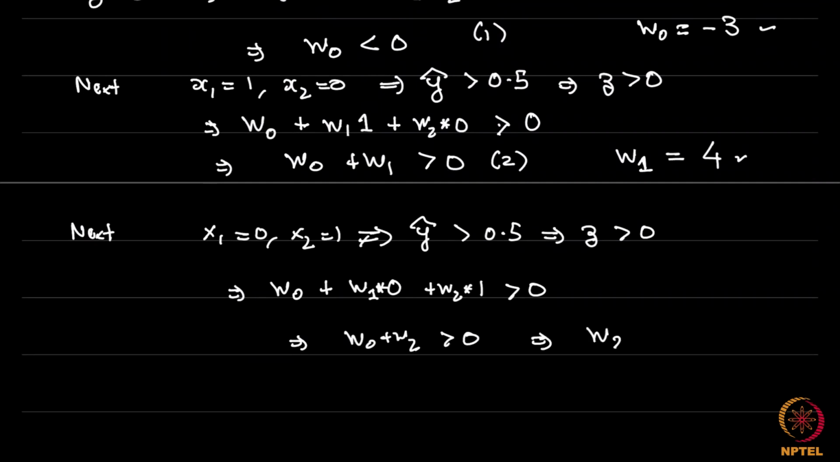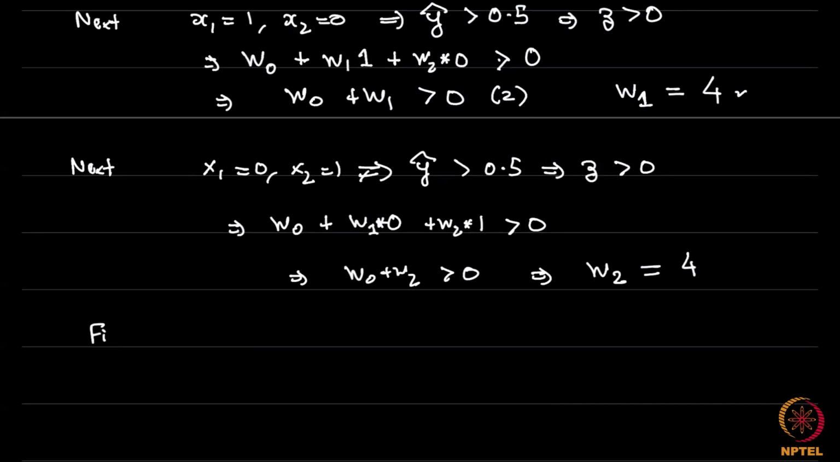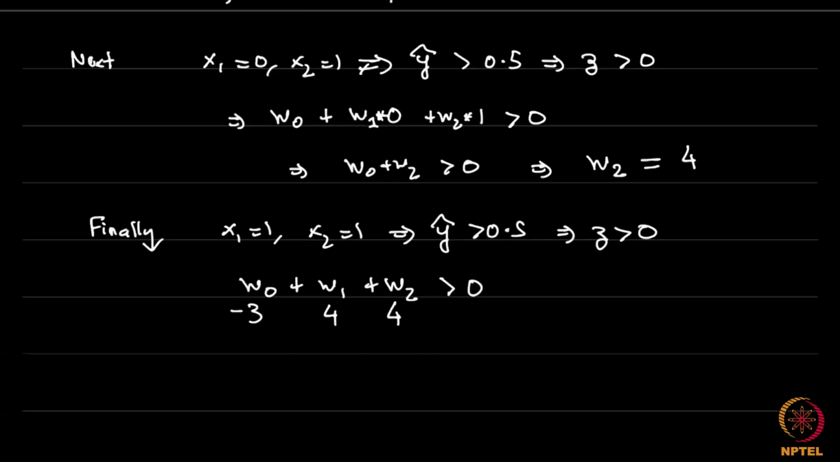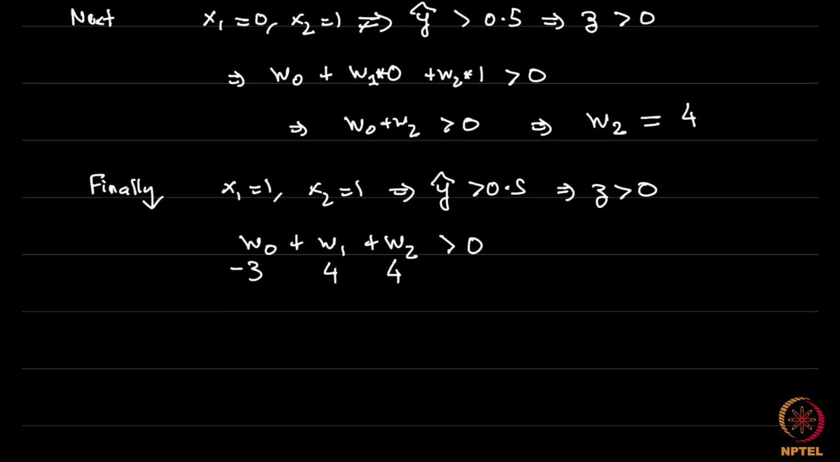We can say, let's say W2 equal to 4. So finally, we have just 4 data points which we need to satisfy. Obviously, in reality, you will have thousands. But here it was x1 equal to 1, x2 equal to 1, y hat had to be greater than 0.5. Again, z has to be greater than 0. So you get w0 plus w1 plus w2 greater than 0, which is true because w0 we decided was -3. This is 4, this is 4. So we actually achieve our end by choosing these three weights.